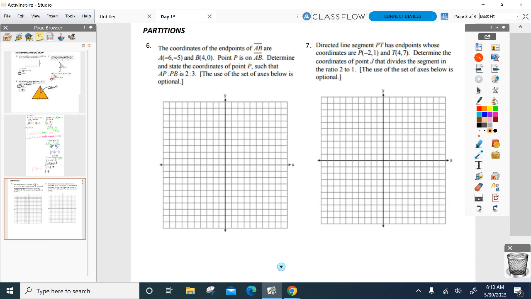So go ahead and graph line segment AB. 1, 2, 3, 4, 5, 6. 1, 2, 3, 4, 5. It's not optional for us. And I'll show you why at the end. I don't want it to be optional.